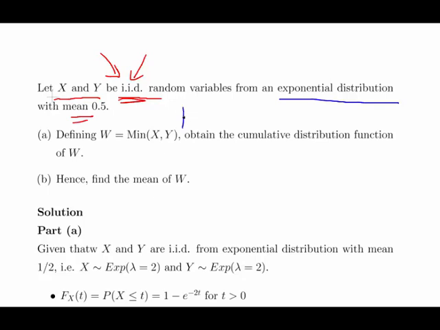If the mean is 0.5, that means lambda, the rate parameter, is 2. The rate parameter is 1 over the mean, 1 over mu. So what we're going to do here is define W, which is the minimum of x and y, the pairwise minimum, and obtain the cumulative distribution function of W. And also we're going to calculate the mean of W.